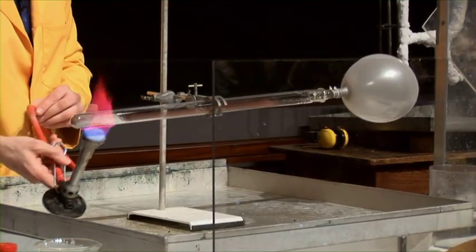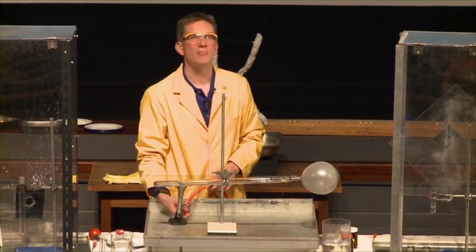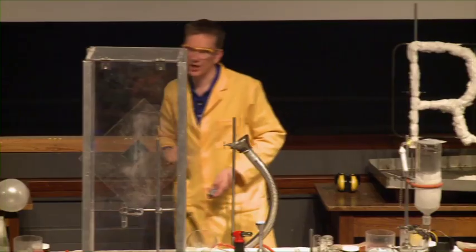Okay, so a reaction has taken place here. We've now got a white solid in here. This is lithium amide. Here's the chemical equation for what's taking place. We have the lithium nitride, Li3N, 3 lithiums to 1 nitrogen there. Lithium nitride reacting with hydrogen to form lithium amide. So some of the hydrogen is now incorporated onto the nitrogen there, and also forming lithium hydride.